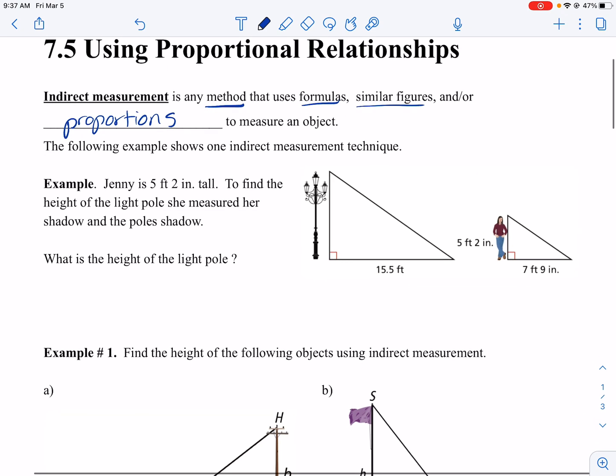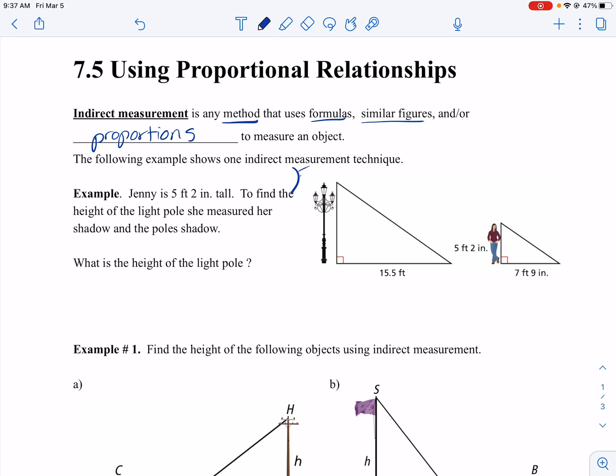You're going to see a few others down here in just a sec. In this example, you're told that Jenny is 5 feet 2 inches tall. To find the height of the light pole, she measured her shadow and the pole's shadow. So imagine sunlight being over here, and these are the two lengths of the shadows. She's 5'2", and we want to solve for x, the height of the light pole.